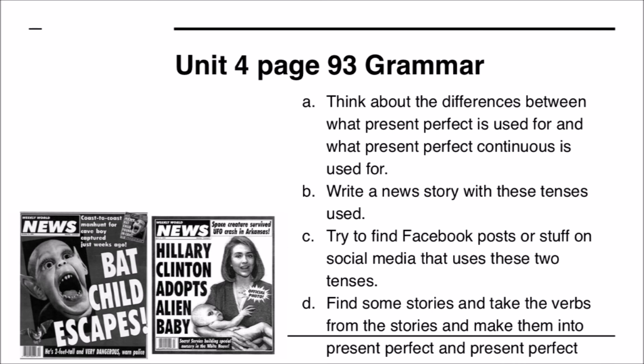Dave Black has been thinking about studying architecture in Chicago. So he started thinking about it in the past and is still thinking about it. Okay, so he hasn't stopped thinking about it basically. And there's some more examples there. So think about, let's go to the slide here, questions A, B, C and D. Think about the differences between what present perfect is used for and what present perfect continuous is used for. What are the differences there?